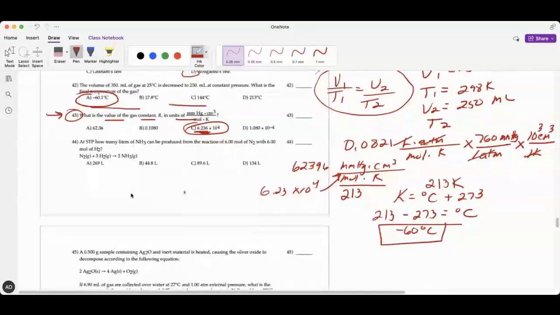At standard temperature and pressure, how many liters of ammonia can be produced from the reaction of 6 moles of nitrogen with 6 moles of hydrogen? Make sure the equation is balanced. We need to find the number of moles of ammonia. This is one of those problems where we're given the amounts, so we have to find our limiting reactant. So let's do that.